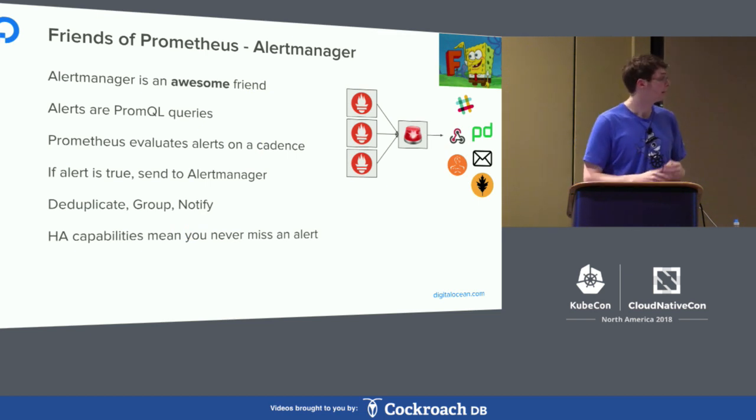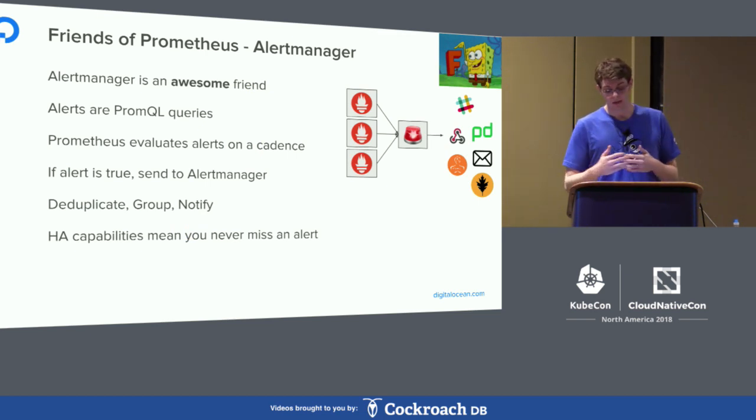Another awesome friend of Prometheus is Alert Manager. Alert Manager is a separate application that often runs in tandem with Prometheus. The way that Prometheus does alerts is it evaluates those queries that are alerts on a cadence. And then when they have something alertable, they send those alerts to Alert Manager. Alert Manager can deduplicate alerts from many Prometheus instances evaluating the same alerts, and then group them together and make sure to send one good notification to Slack or PagerDuty or email or whatever.